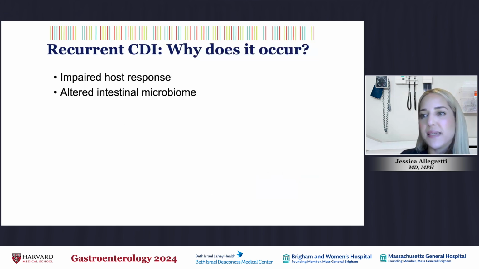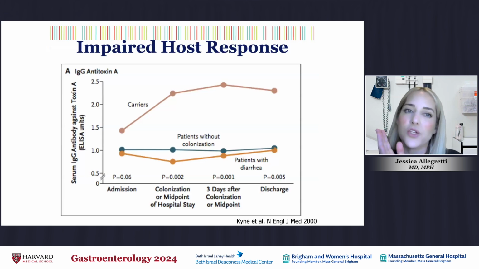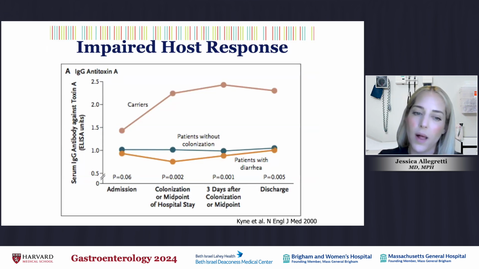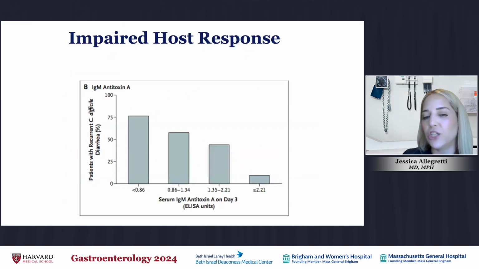So why does this happen to some and not to others? Well, we know it has to do with an impaired host response and also an altered intestinal microbiome. So I think this study really illustrates the host response aspect quite well. These are patients that were admitted to a hospital and were exposed to C. diff. The serum IgG antibody response to toxin A determined how likely patients were to be an asymptomatic carrier as opposed to develop diarrheal illness. And similarly, the IgM response to toxin A determined how likely patients were to develop recurrent disease.